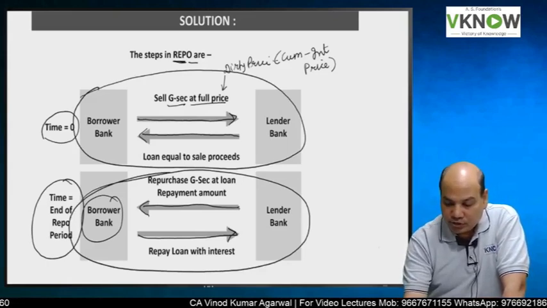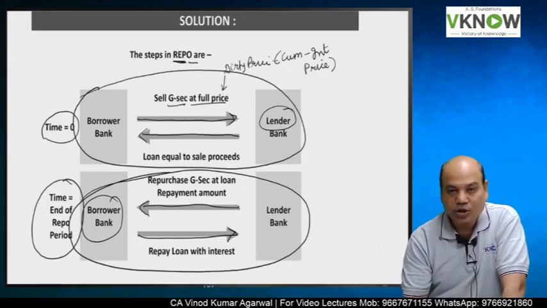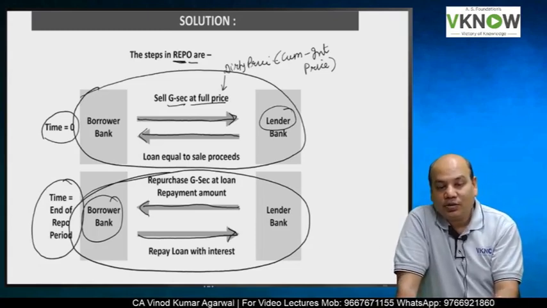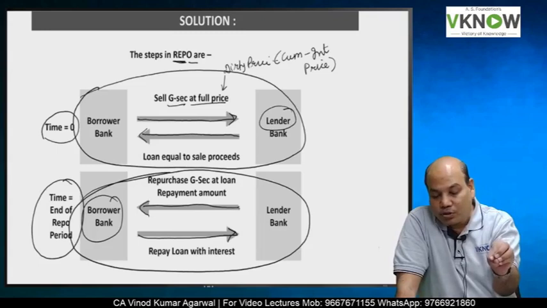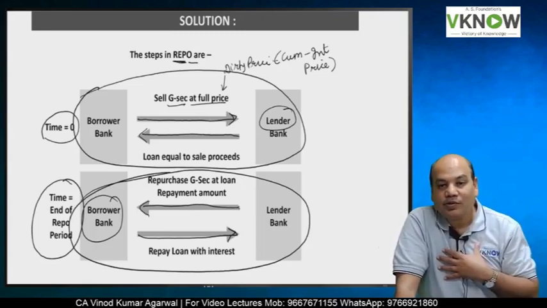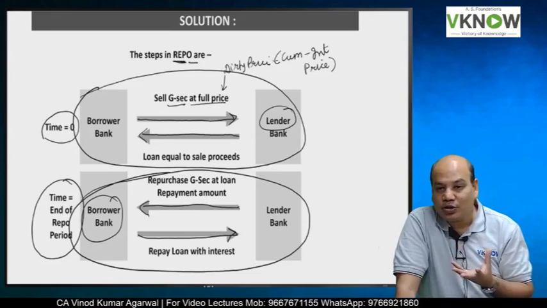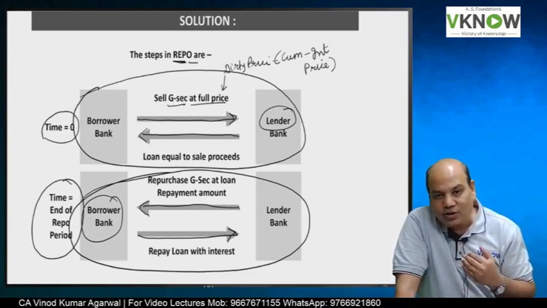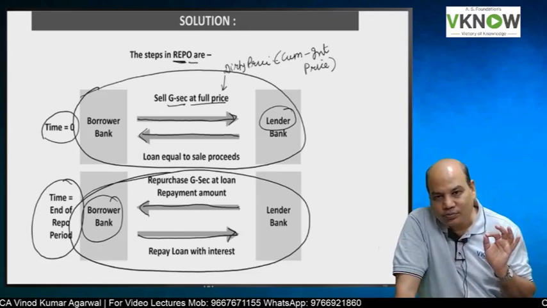The purpose of this G-Sec is that it gives security to the lender. The lender is confident that even if the borrower does not pay, I have the government security. In India, government security is the safest instrument. So my risk is very low.